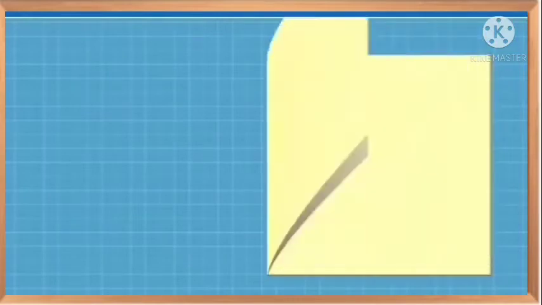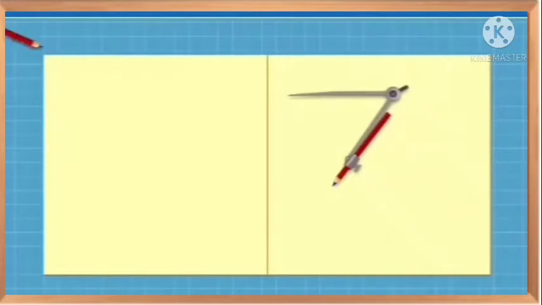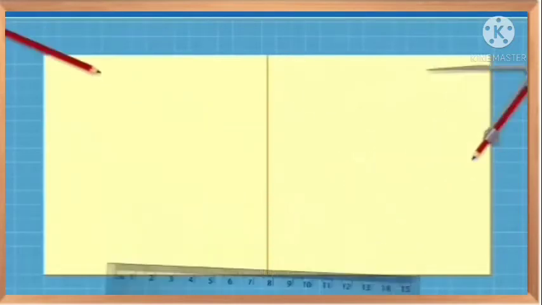If you fold a sheet of paper by holding its two opposite edges together, you get a line that divides the sheet into two equal halves. You can divide a line segment too into two equal halves using a compass and a ruler. Let's see how. Let's construct the perpendicular bisector for the segment WE.